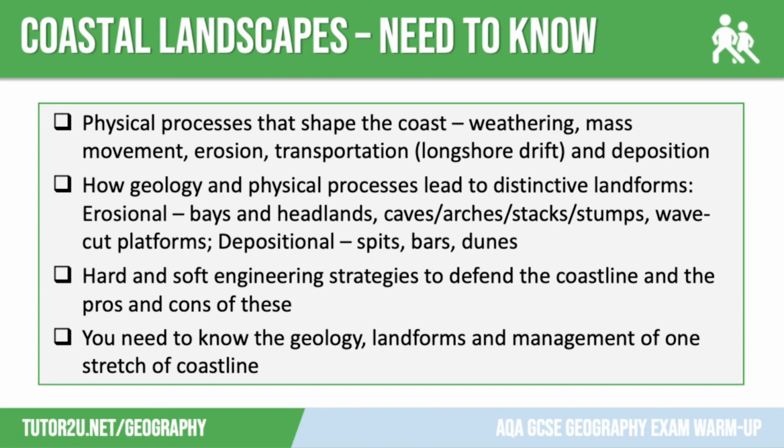So we're going to start off by looking at coastal landforms. If you've studied the coastal landform option, you need to understand the physical processes that shape the coast. These are weathering, mass movement, erosion, transportation, so for example longshore drift, and deposition. For erosion, weathering and mass movement, you should be able to refer to specific examples of these processes. You need to understand how those specific processes create distinctive landforms through erosion and deposition. And you need to know how the landforms listed on the screen are formed along with their specific processes. For example, which types of erosion are taking place.